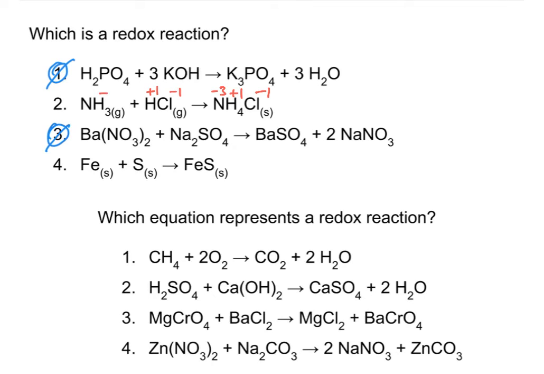And if we assign all the oxidation states there, we'll see that only in reaction number 4 there is a change in the oxidation state of iron. Iron is getting oxidized and sulfur is getting reduced.